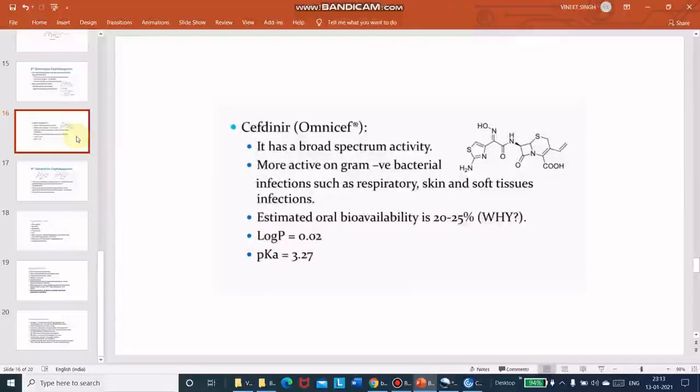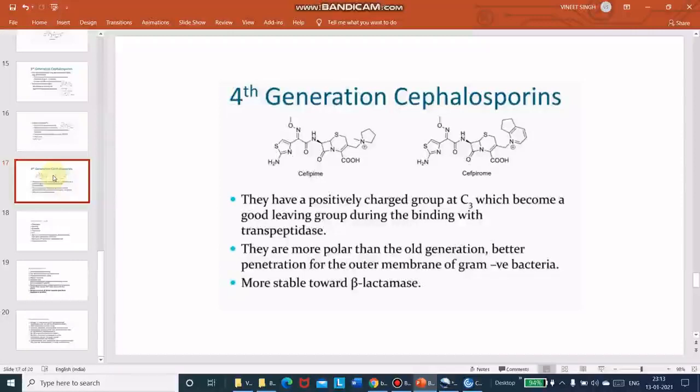This is, and the next one, cefdinir. It has broad spectrum activity, more active on gram-negative bacteria, infections such as respiratory, skin, and soft tissue infections. Estimated oral bioavailability is 20 to 25%. Why? Log P इसका 0.02 and pK value 3.27.